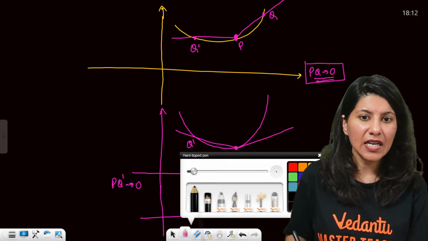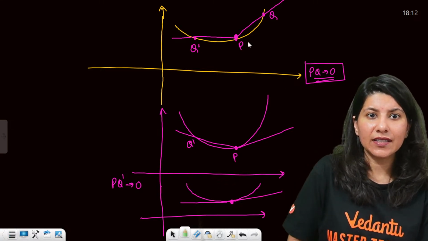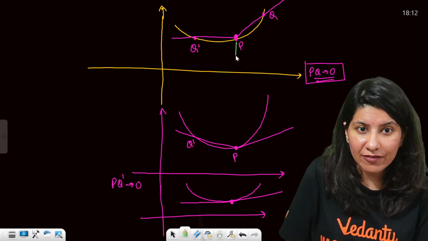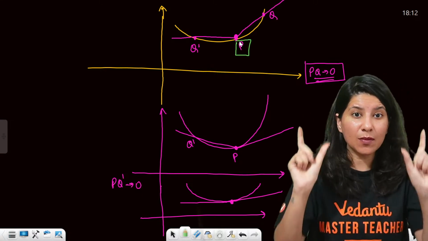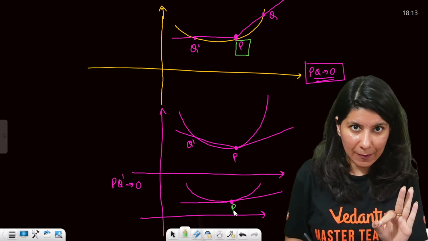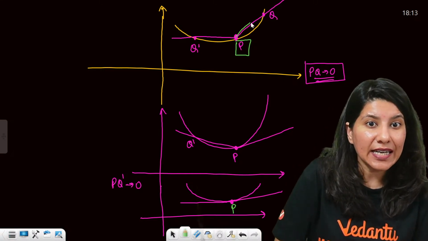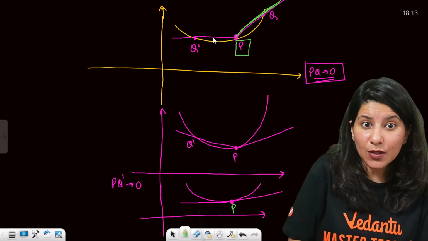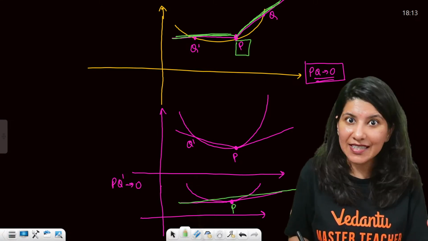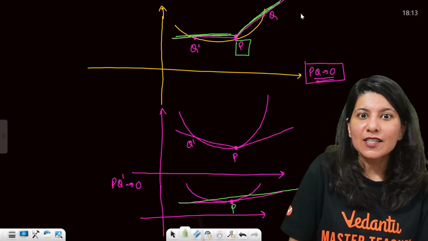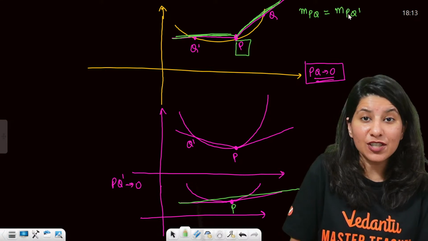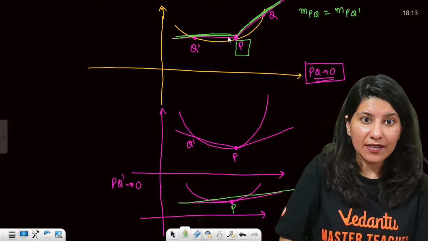Okay. Now what I'm trying to tell you is that you will be able to draw a tangent at this point P if I keep this point P as the main point. Now what do you want? You want to draw a tangent at point P. What does that mean? That the PQ secant and the PQ dash secant both will become the tangent at the same time, right? That means the slope of PQ should eventually be equal to the slope of PQ dash. Eventually, right now it is not happening.